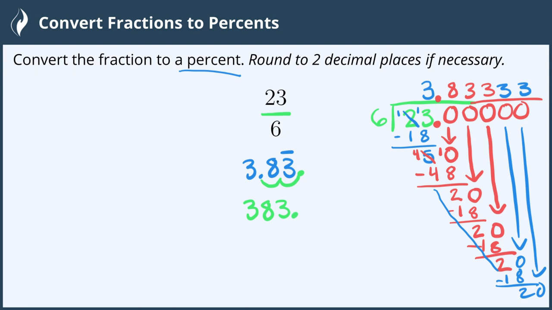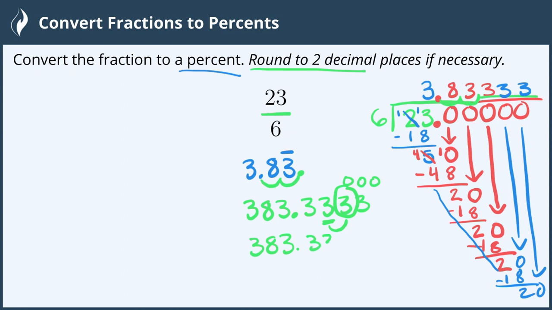383%. However, we were asked to round to 2 decimal places, and those 2 decimal places are beyond that decimal for the percent. So once we've moved it over 2, we still have a bunch of 3s. We can fill it in as many times as we want. So we will add in our extra 3s, and we will round to that decimal place here. Since I have a 3 to the right of that, this 3 is less than 5, which means everything beyond it rounds down to a 0, and we're left with 383.33%. And now we're all done.